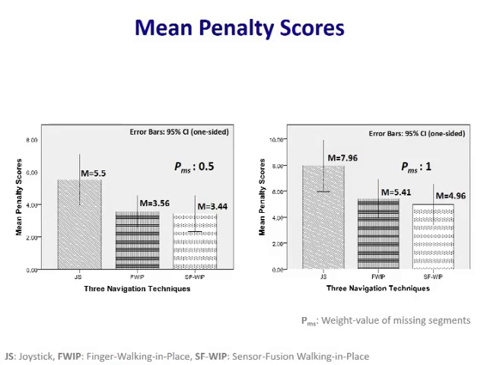These two graphs show the mean penalty scores of three navigation technique groups, when the weight value is 0.5 and 1 for missing segments. As you see in the graphs, the mean penalty scores are much higher in the JES navigation technique group compared to other groups.